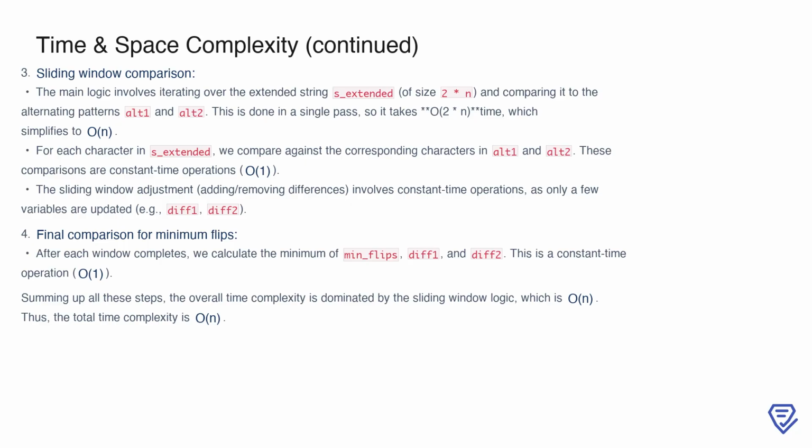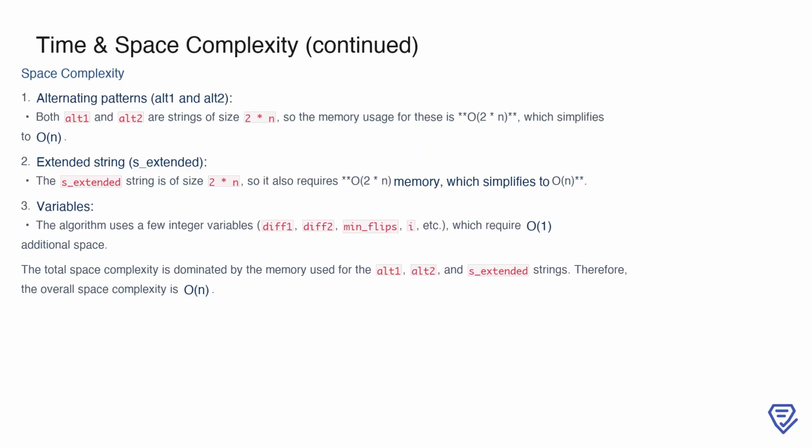Additionally, the sliding window logic involves adjusting the difference counts, such as diff1 and diff2, which are updated with constant time operations as well. After processing each window, we calculate the minimum flips required by comparing min_flips, diff1, and diff2, another constant time operation. Combining all these steps, the dominant factor in the time complexity remains the sliding window logic, resulting in an overall time complexity of O(n). Let's now focus on the space complexity.